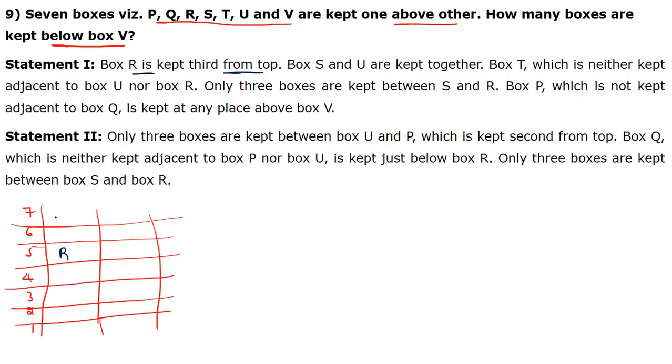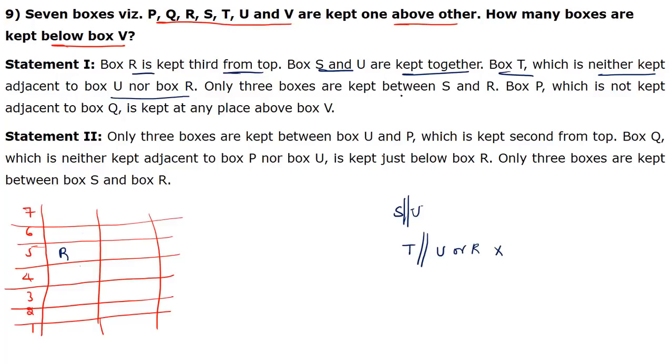So box R has to be here. The next one is box S and U are kept together. So box S and U are immediate neighbors to each other. That means if box S is here, U has to be either here or here. The next one is box T, which is neither kept adjacent to U nor R. So box T cannot be immediately adjacent to U or R. So box T cannot be here or here. But there are many other possibilities, so I'm going to keep this on hold.